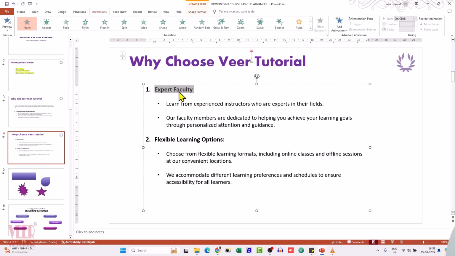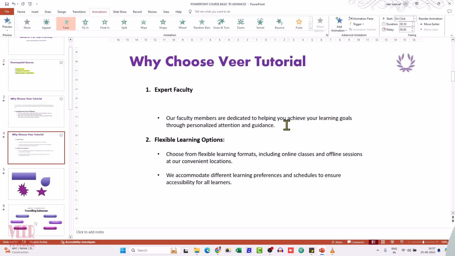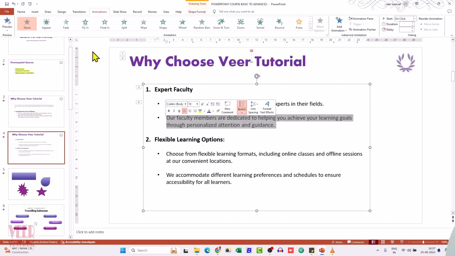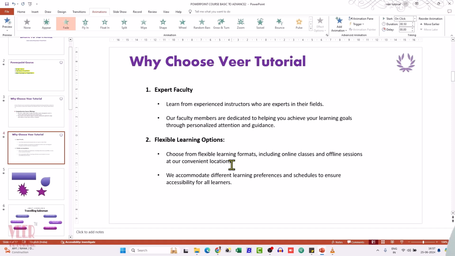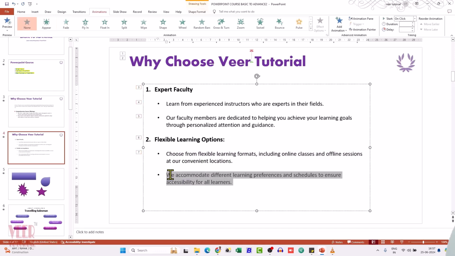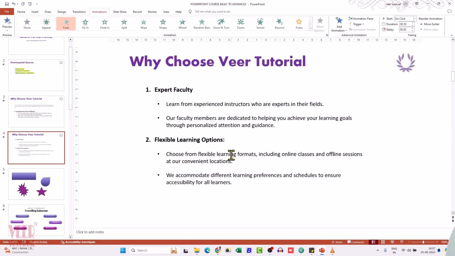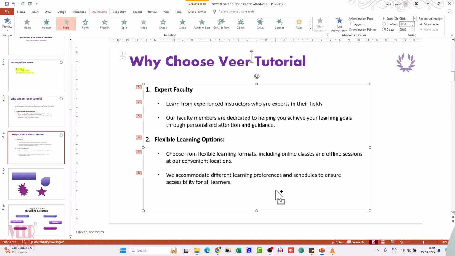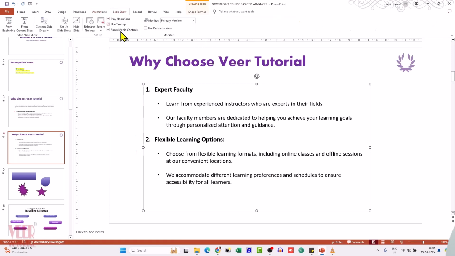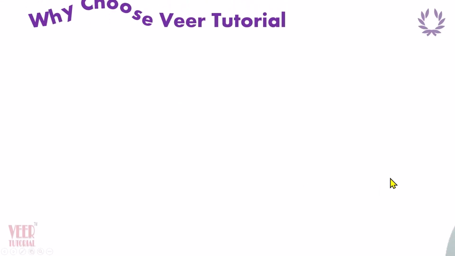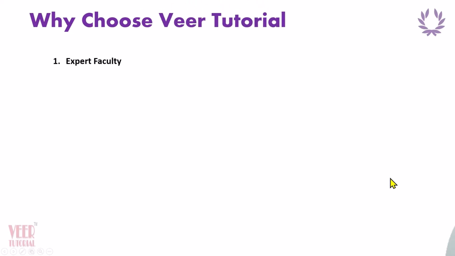So after selecting my first line, I have to apply fade. Then I have to select my second line, then my third line, then this one. So we have to animate all the lines one by one. Then only we will achieve our desired result. I'm going to save this one. So now I'm going to click on slideshow from current slide. Title, emphasis, expert faculty.